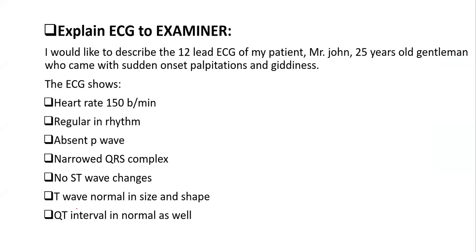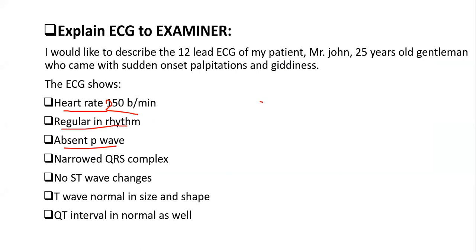When you explain an ECG to the examiner, you will say, "Dear examiner, I would like to describe the 12-lead ECG of my patient, Mr. John, who is a 25-year-old gentleman, came with sudden palpitation and giddiness. The ECG shows heart rate of 150 beats per minute." In this case, it was actually about 250 beats per minute. So heart rate 250 beats per minute, regular in rhythm, absence of P wave.